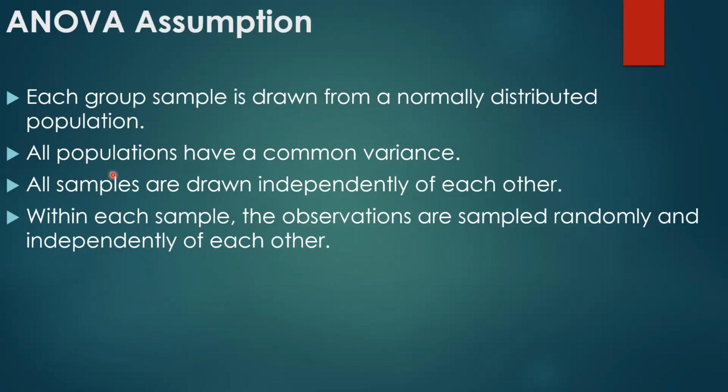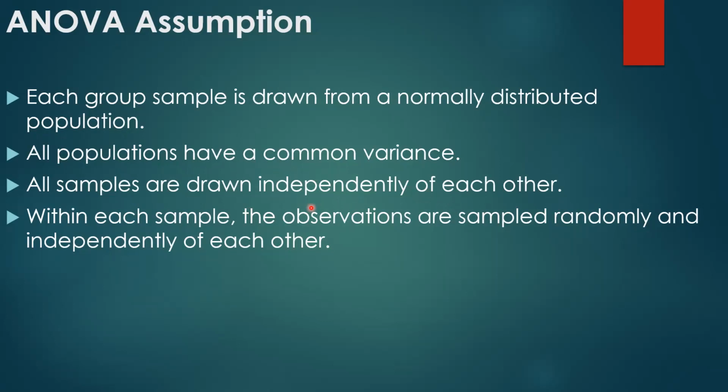And the variance of the population must be the same as the variance of your sample. There shouldn't be a difference. Those who know about this kind of experiment know what I'm talking about. So if you are using ANOVA and you don't know about population variance being common variance, then you need to start to learn more about it. All samples are drawn independently of each other. This one is a kind of random sampling. If you do random sampling, then you meet this condition.